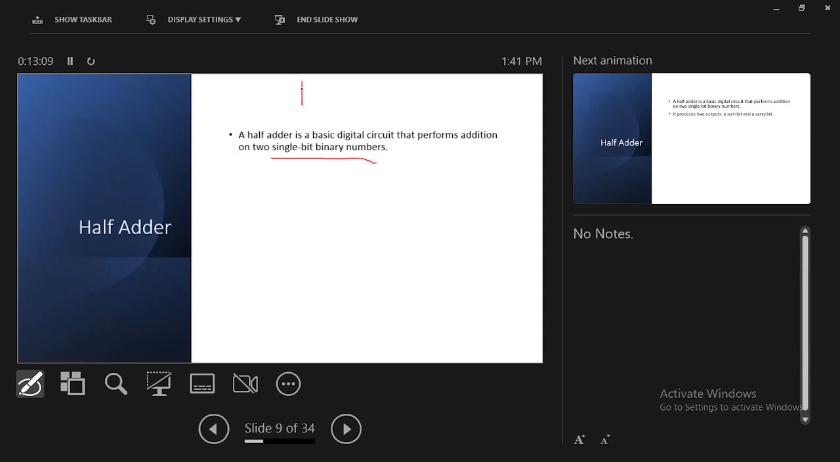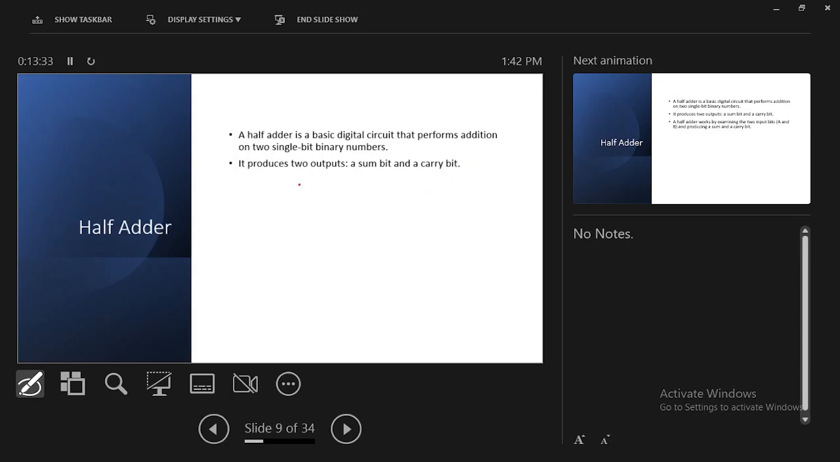As an example, A and B. So these are the inputs, A and B. So 0, 1, 1, 1, 1, 0, or another combination. This is the basic addition operation. So we have two inputs, then it produces two outputs, a sum bit and a carry bit.